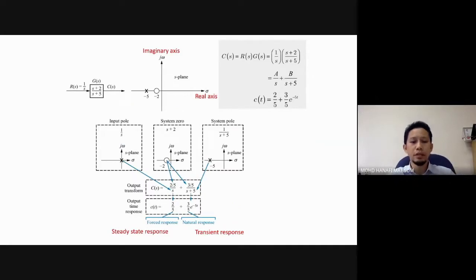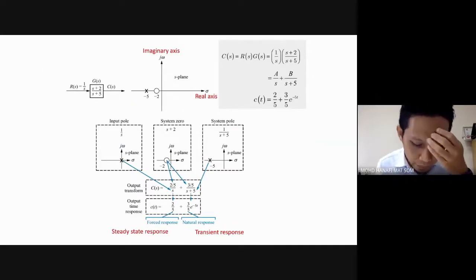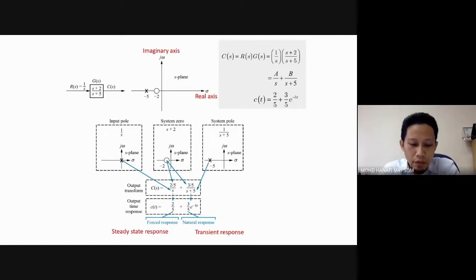So this is, again, the same example here. We have S plus 2 over S plus 5. This is the system G(s). And let's say we have the input R(s) equals 1 over S. So this is the step input, 1 over S.